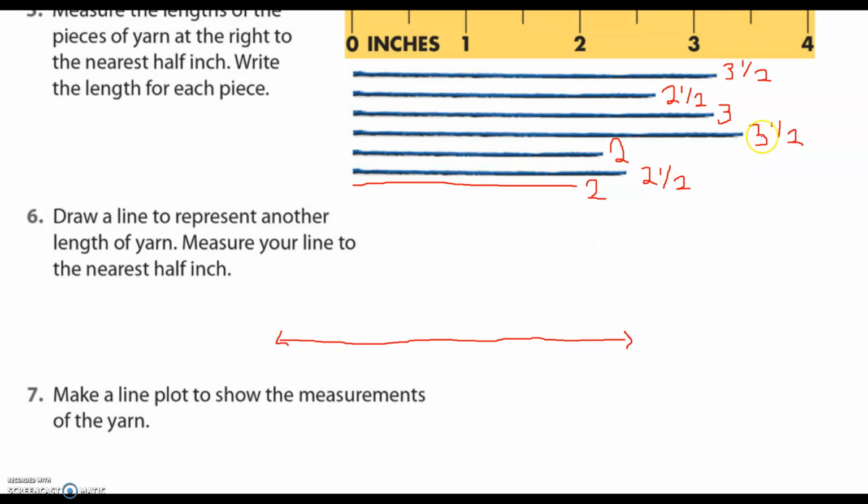I want to find the smallest number, and it looks like it's 2. 2 is our smallest. Then we have 2.5. We also have 3 and 3.5. Now let's record our data.